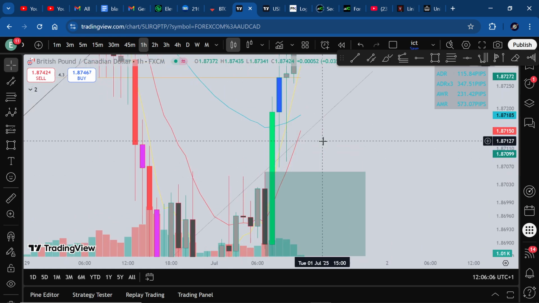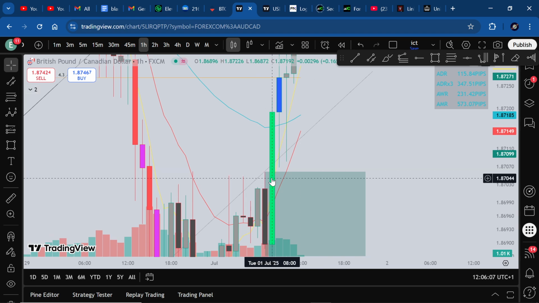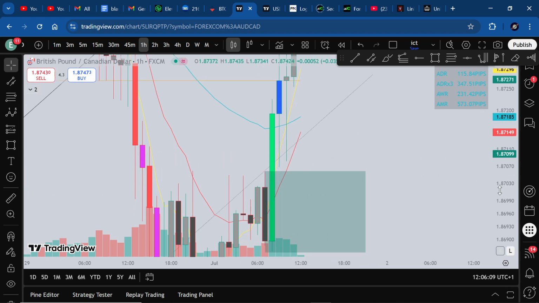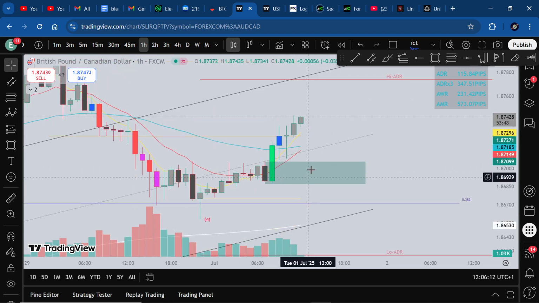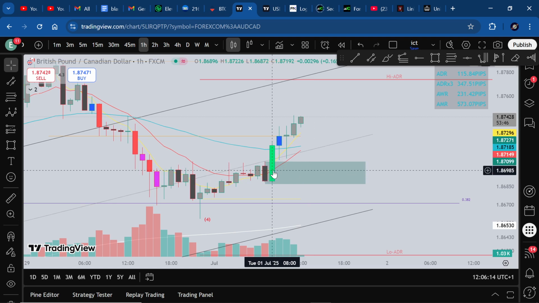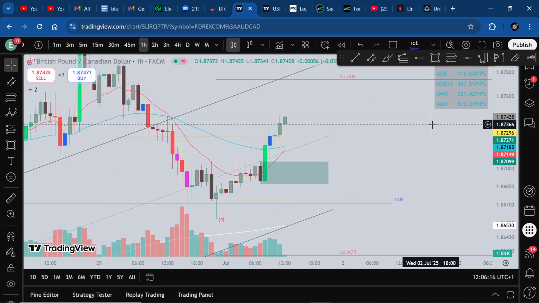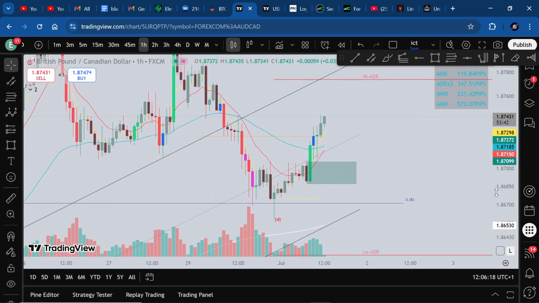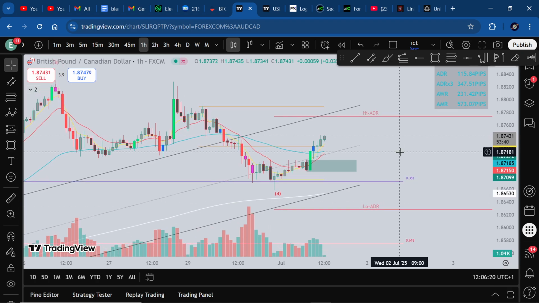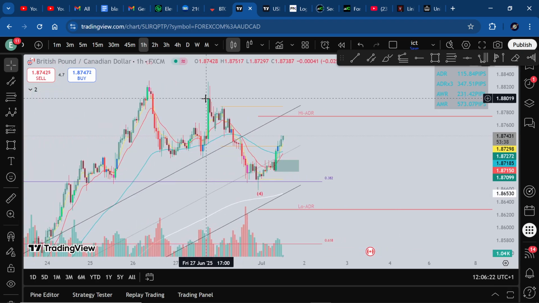Okay. So kind of left a trend line. Wouldn't be surprised if price dipped into here at some point again, actually mitigated the order block and took off. But it doesn't have to. And it probably won't. So next.